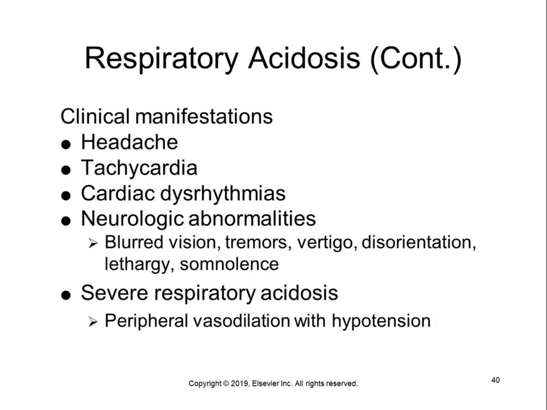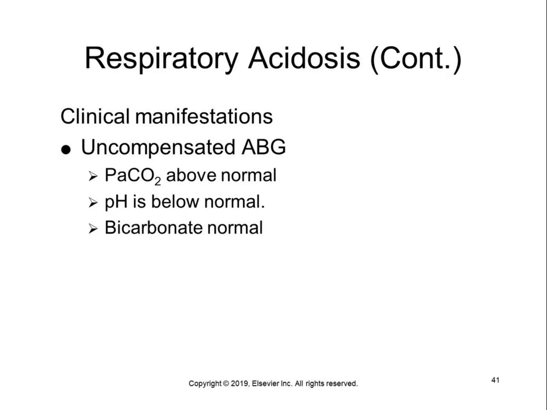Clinical manifestations: headache, tachycardia, cardiac arrhythmia, neurologic abnormality, blurry vision, tremor, vertigo, disorientation, lethargy, somnolence, and in severe respiratory acidosis, peripheral vasodilation with hypotension. Uncompensated ABG: PaCO2 above normal, pH below normal, and bicarbonate normal.